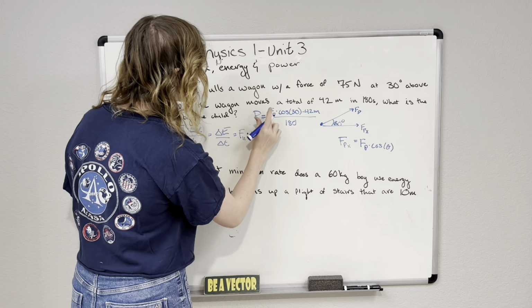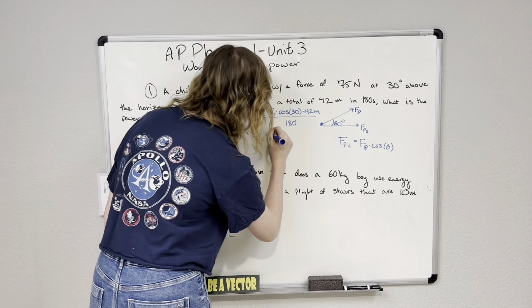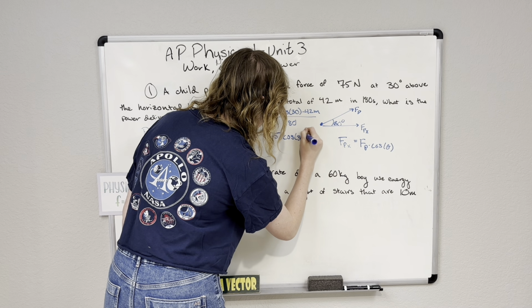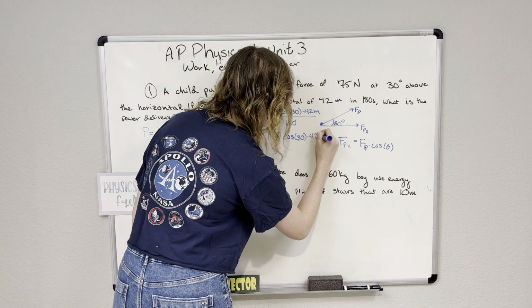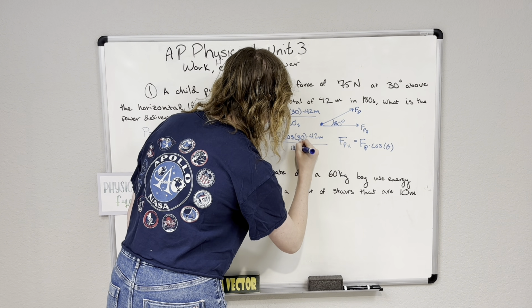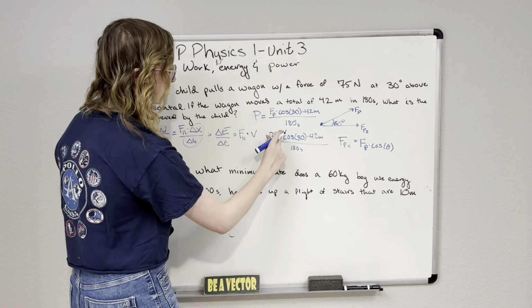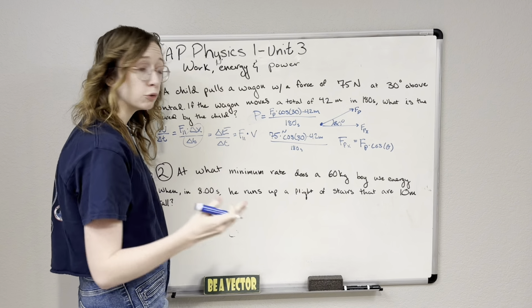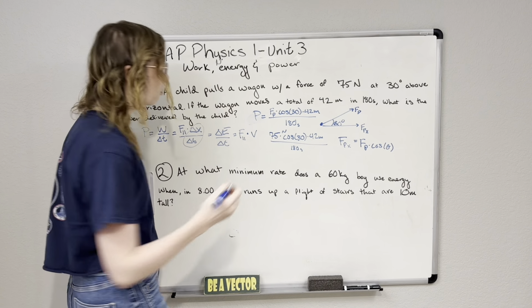We know that our power is equal to the force of our pull, that's 75 newtons, times cosine 30, times 42 meters, divided by 180 seconds. So we have newtons times meters divided by seconds, that's joules per second, which is 1 watt.